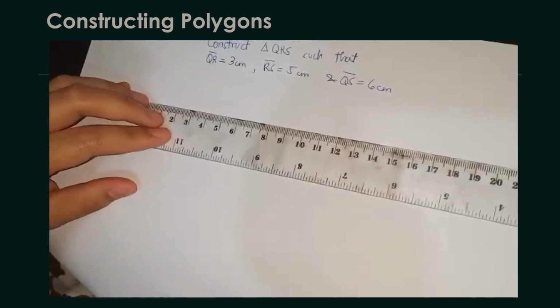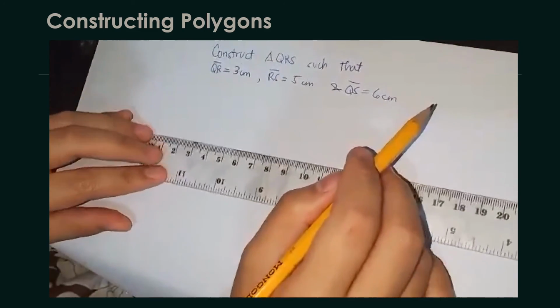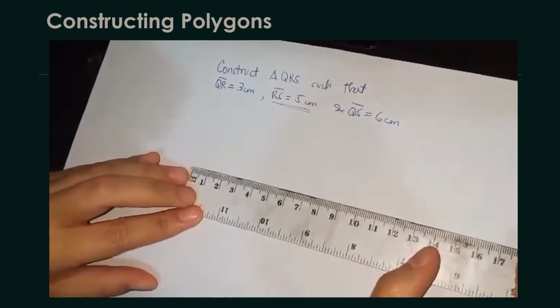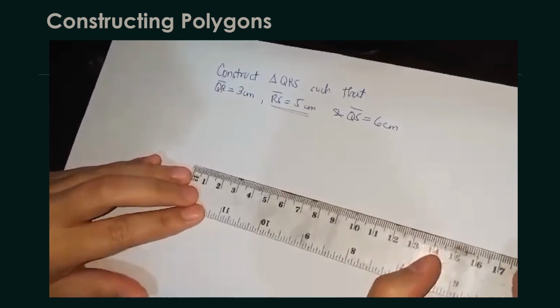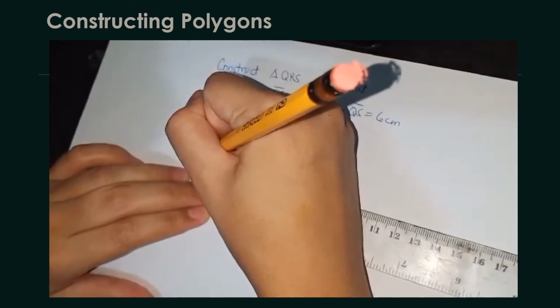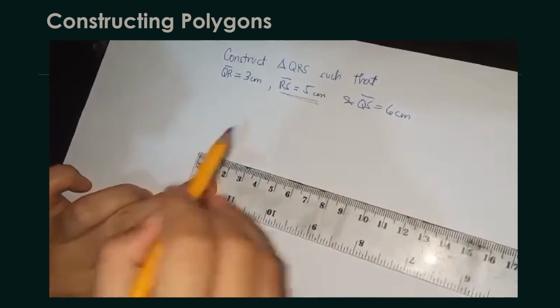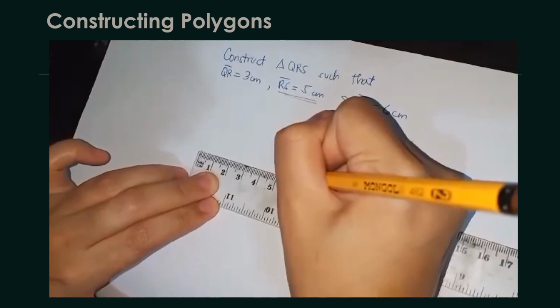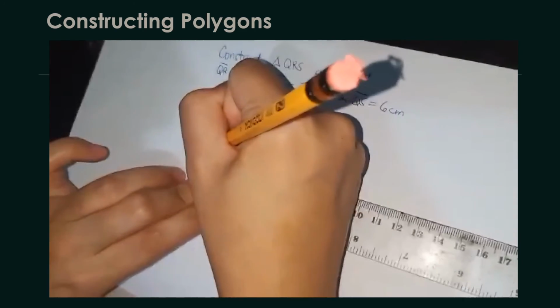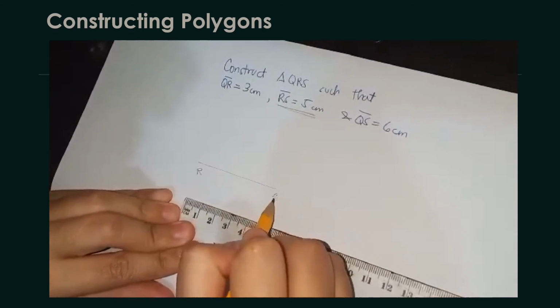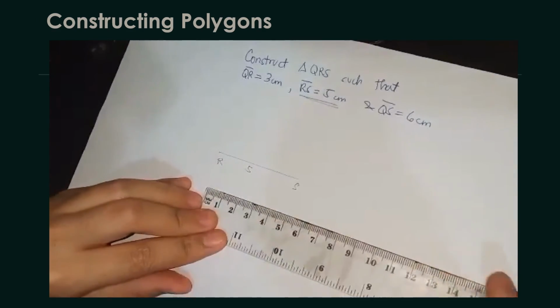Ang una natin gagawin ay gagamitan natin ng ruler si RS. So, kailangan daw makapaggawa tayo ng 5 cm na segment. So, from 0, hindi po 0 to ha, itong dulo, ang 0 itong unang guhit hanggang 5. So, connect natin yan. Yan po si RS na 5 cm.